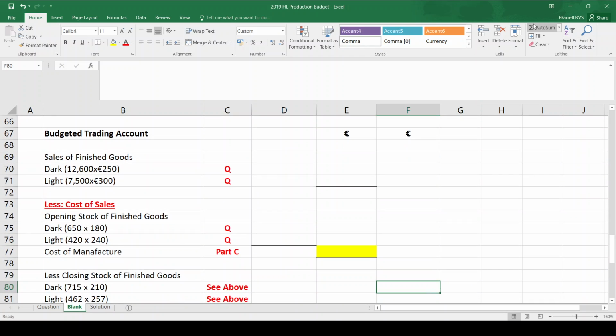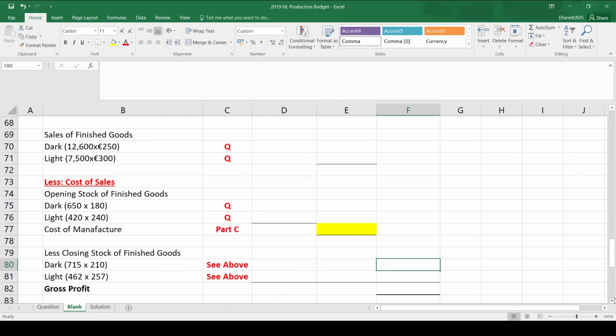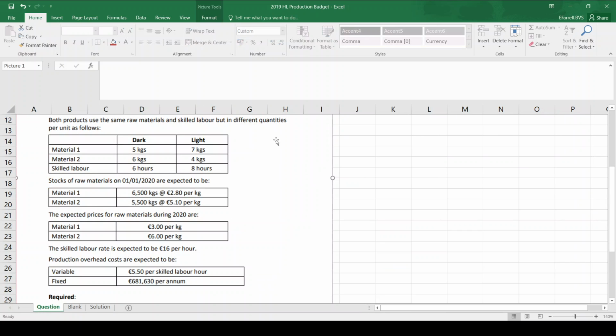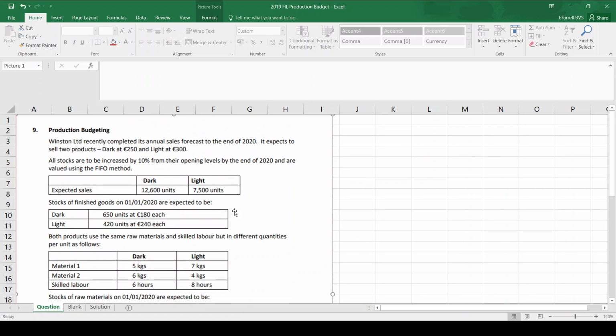For the budgeted trading account, first of all, we're going to start off with sales. Again, these are taken directly from the question. Because we are talking about sales and not units that we need to produce, we can take the sales units from the question. So it's just the units by the selling price for dark and the units by the selling price for light. For dark, we are going to sell 12,600 units at €250 per unit. Light, 7,500 units at €300 per unit.